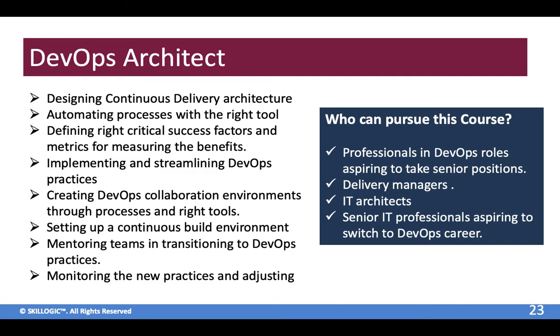Implementing and streamlining DevOps practices, creating a DevOps collaboration environment, setting up the continuous build environment, all these things, including monitoring the new practices and adjusting accordingly, is the responsibility of the DevOps Architect.